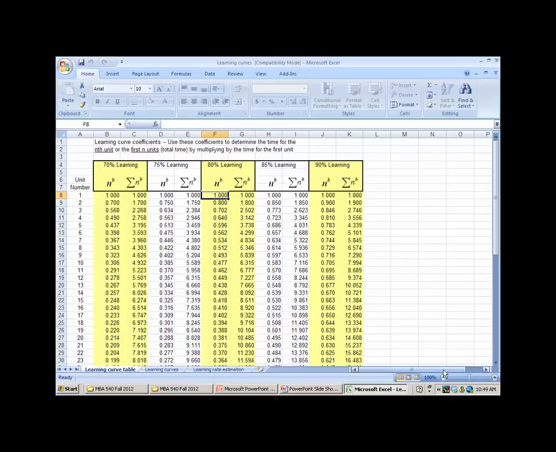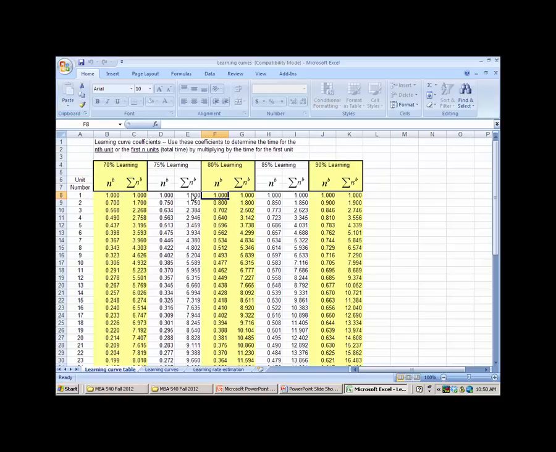First of all, let me explain what I've done here. I took that basic formula that determined the time required for the nth unit, and I went ahead and calculated it based on whether we had a 70% learning curve, a 75% learning curve, 80% learning curve, all the way through 90% here. So let's interpret this number right here.